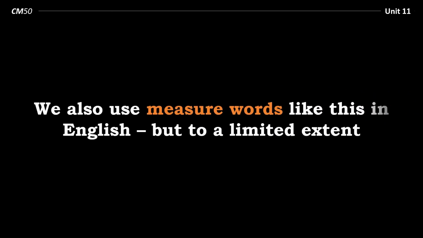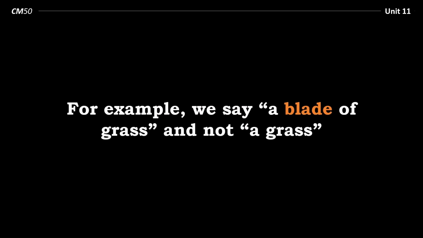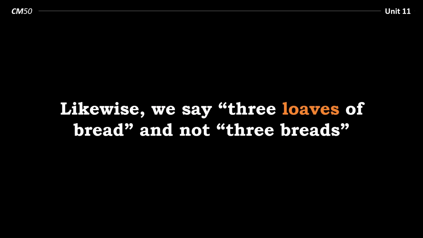Now, we also use measure words like this in English, but to a limited extent. For example, we say a blade of grass and not a grass. Here, the determiner is a, the measure word is blade, and the noun is grass. Determiner, measure word, noun. Likewise, we say 3 loaves of bread and not 3 breads. In this instance, the determiner is the number 3, the measure word is loaves, and the noun is bread.